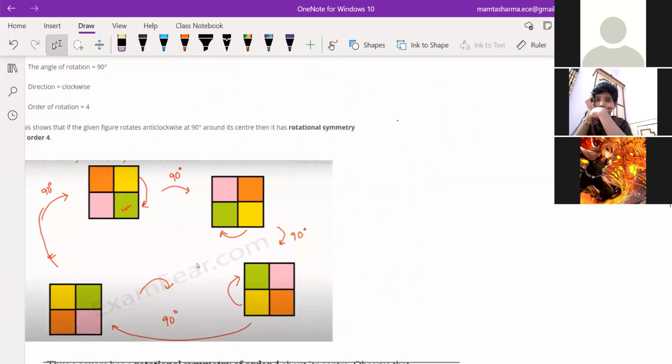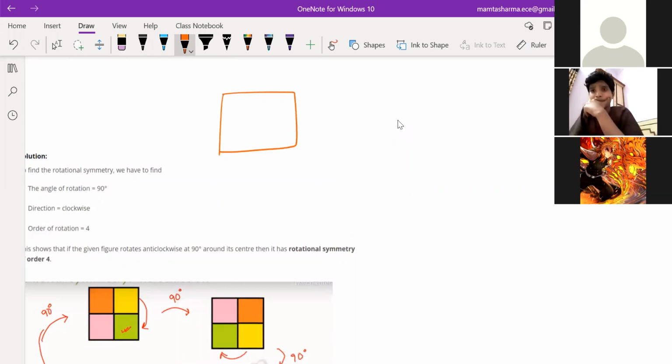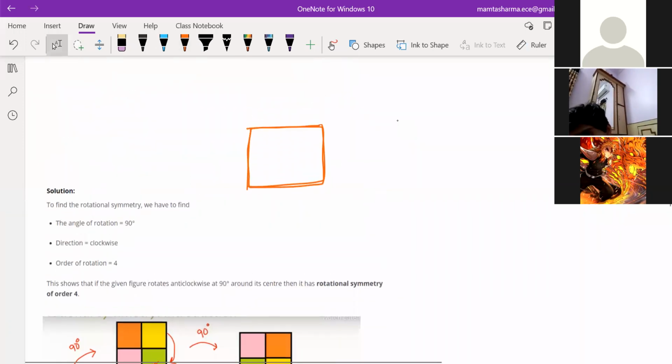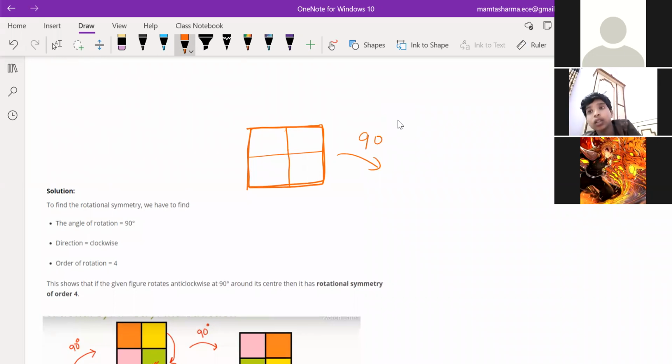Good. Now if I say find out the rotational symmetry of this square, what would it be? Okay, so if I consider this square and color it in 4 different colors, and now rotate it, what would be the rotational angle? Ma'am, 90 degrees. Yes.